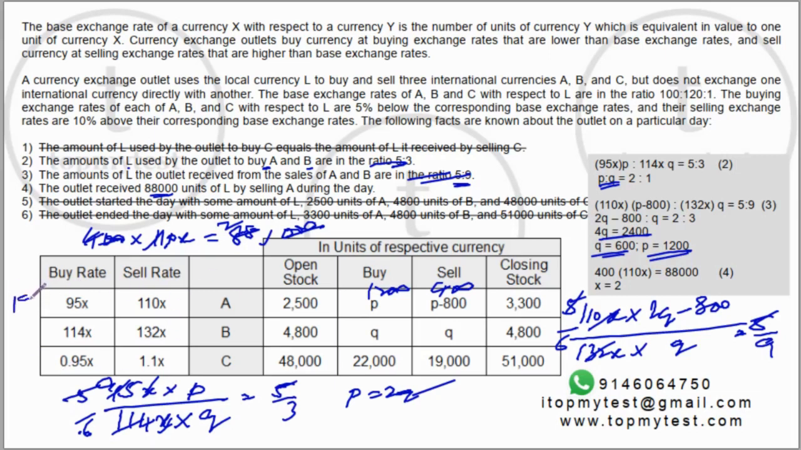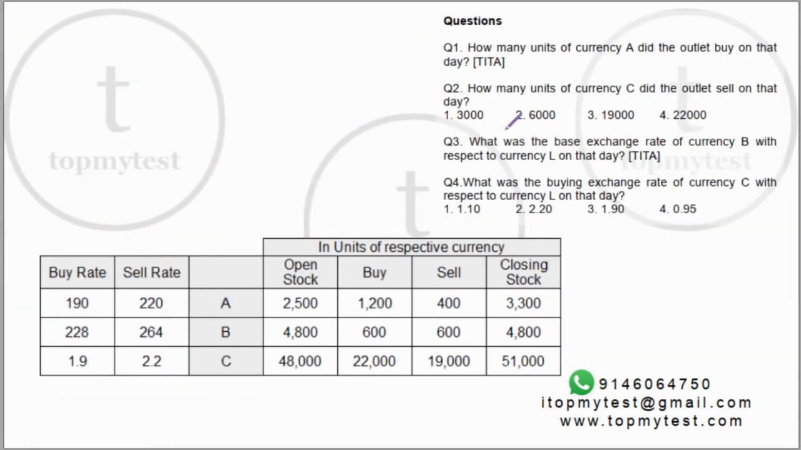So this should be 190, this should be 228, this should be 1.9, this should be 2.2, this should be 220, and this will be 264. Right, so we can fill up every single part of this like this. We can answer any question that we want. How many units of A did the outlet buy on that day? 1200. How many currencies of C did the outlet sell on that day? C sold is 19,000.